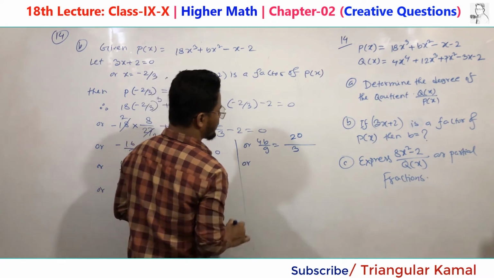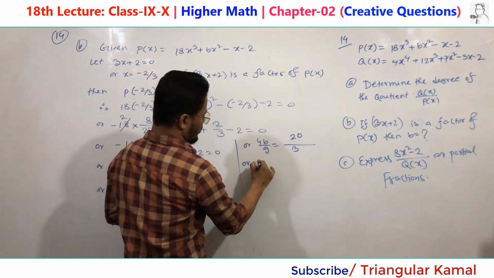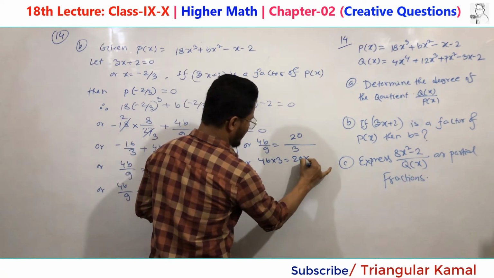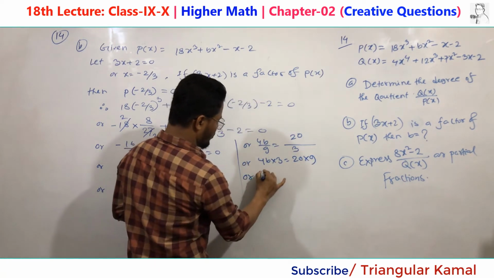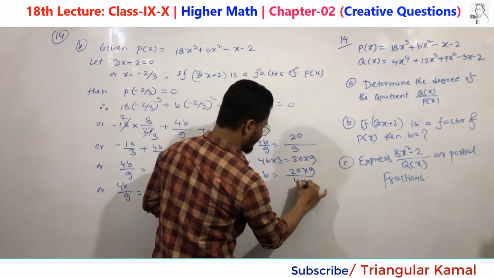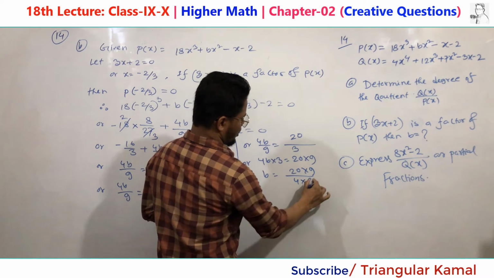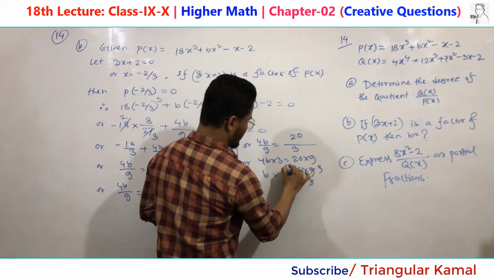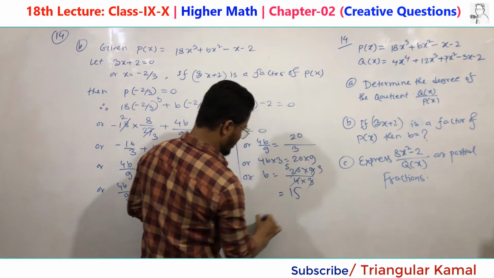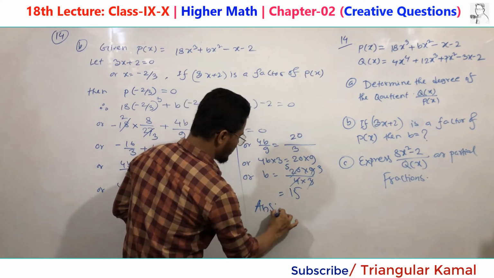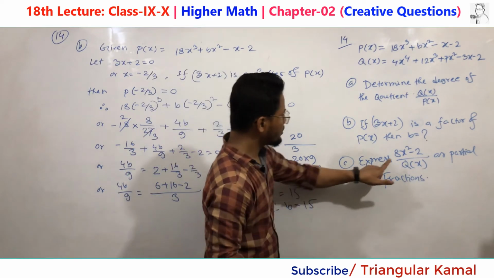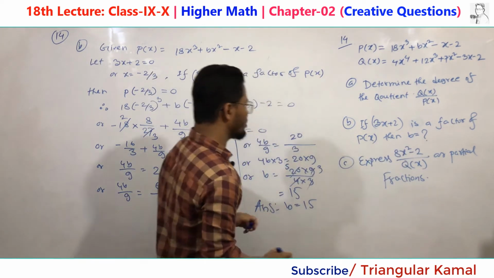Now cross multiply here: 4b multiplied by 3 equals 20 multiplied by 9. So b will be 20 multiplied by 9 divided by 4 multiplied by 3. There will be 3 times, and 5 times, and 5 threes are 15. So the final answer: b equals 15. What is the value of b? So b equals 15.